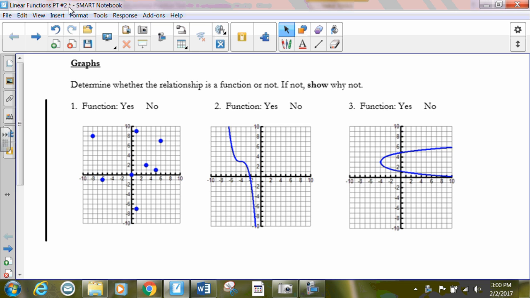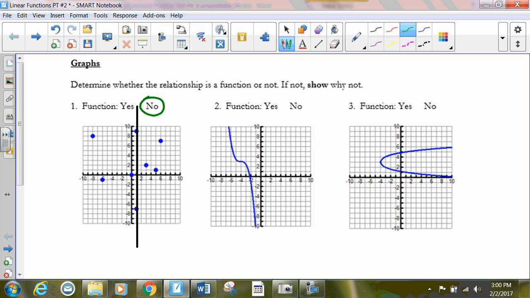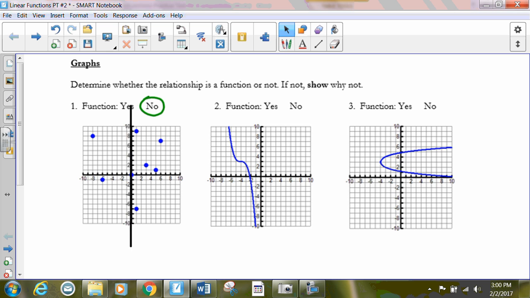Determine whether the relationship is a function or not. If not, show why not. So when we did these in class, we used the vertical line test, and I've got my little vertical line that I can just go around, beep, beep, beep, beep, beep. Okay, so because I beeped twice, because the line hit 2 points at the same time, we know it's not a function. And in class, we dove a little deeper and we said, you know why it's not a function?